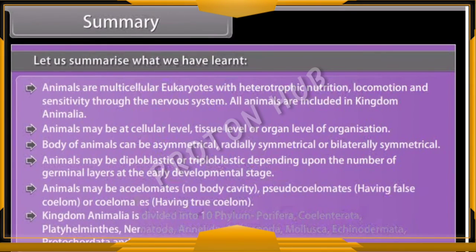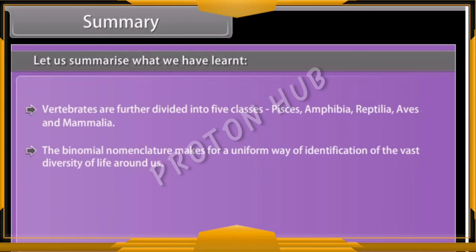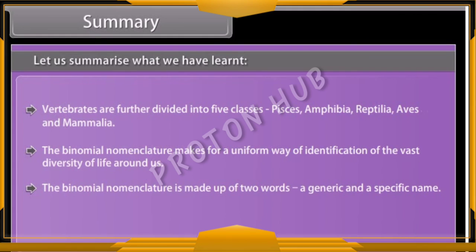Kingdom Animalia is divided into 10 phyla: Porifera, Coelenterata, Platyhelminthes, Nematoda, Annelida, Arthropoda, Mollusca, Echinodermata, Protochordata, and Vertebrata. Vertebrates are further divided into five classes: Pisces, Amphibia, Reptilia, Aves, and Mammalia. The binomial nomenclature makes for a uniform way of identification of the vast diversity of life around us. The binomial nomenclature is made up of two words, a generic and a specific name.